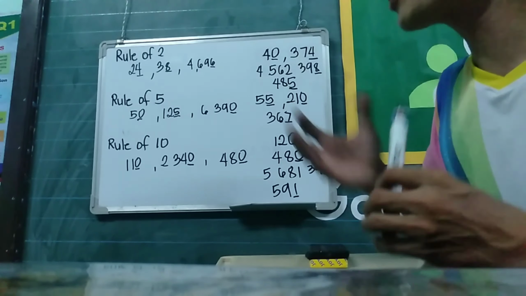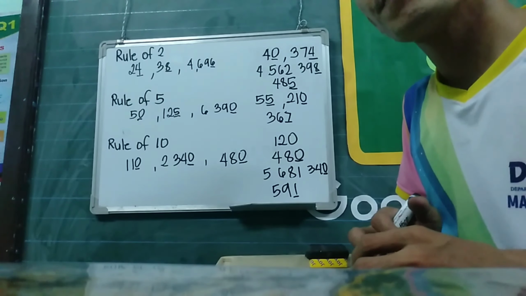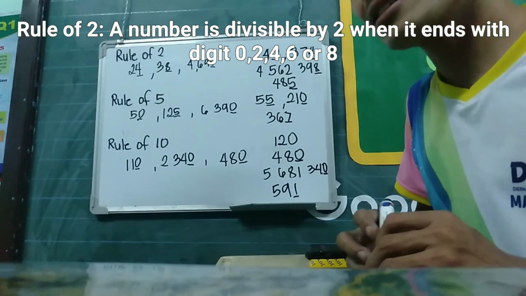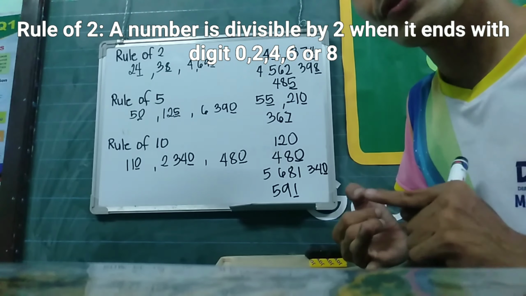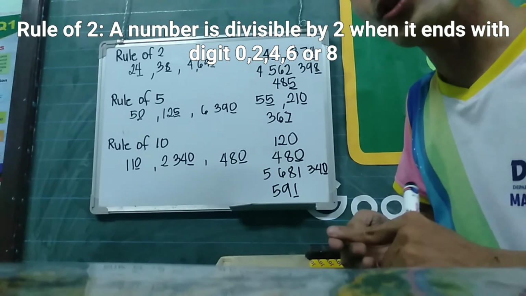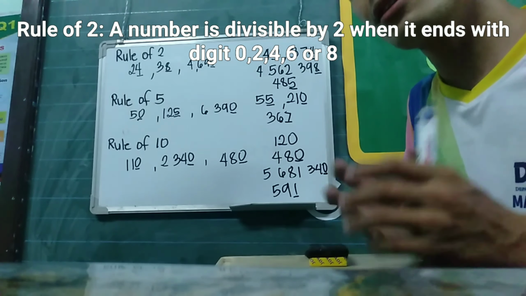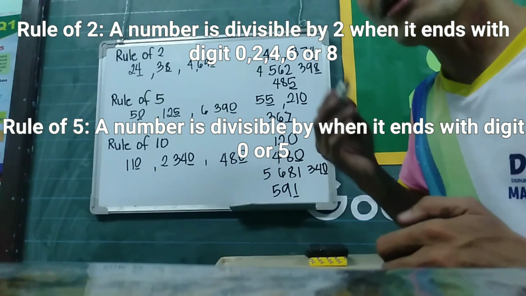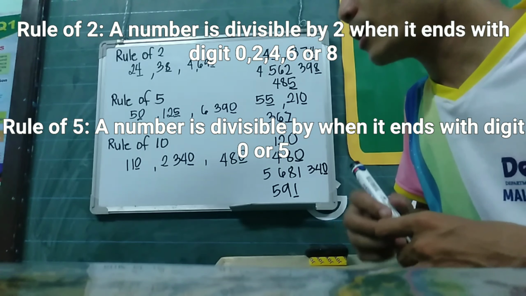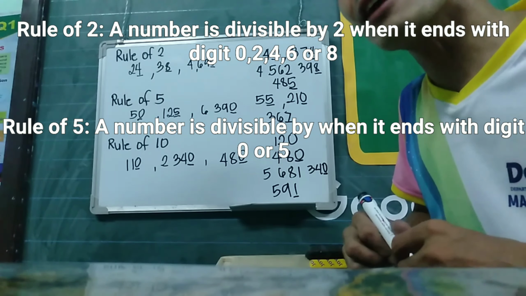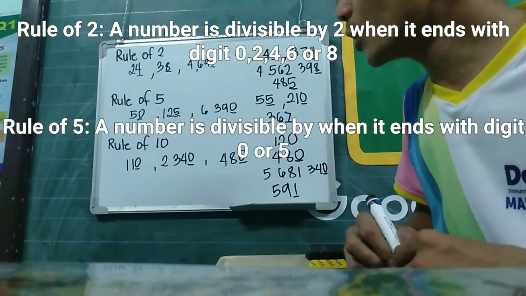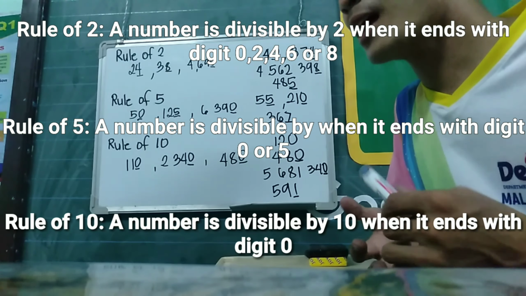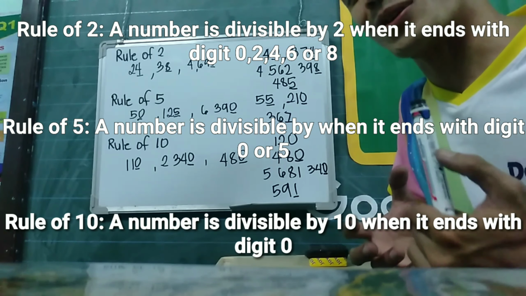Okay, so let's have a short review. So rule of 2 states that a number is divisible by 2 when the last digit ends with 0, 2, 4, 6, and 8, or if the number is an even number. Rule of 5 states that a number is divisible by 5 when it ends with a digit 0 or 5. Rule of 10 states that a number is divisible by 10 if the last digit ends with 0.